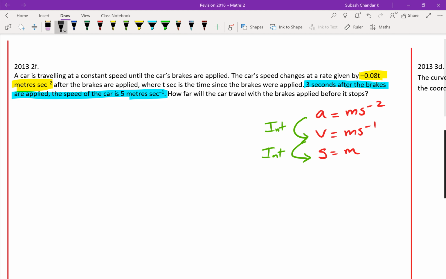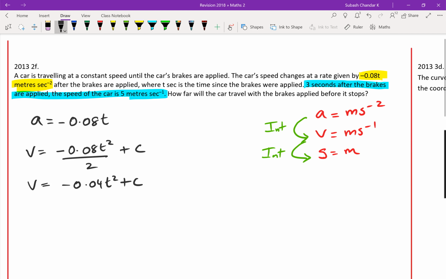Okay, so the first thing is, I've given you the clue highlighted in yellow. You've got acceleration is equal to negative 0.08t. That's what the acceleration is. Now, if I integrate this, I get velocity. So velocity equals negative 0.08t squared over 2 plus c. And this simplifies to negative 0.04t squared plus c. All right? Now, if you look at that highlighted part, the light blue one, 3 seconds after the brakes were applied, the speed of the car is 5 meters per second. So that means the velocity at 3 seconds equals 5.